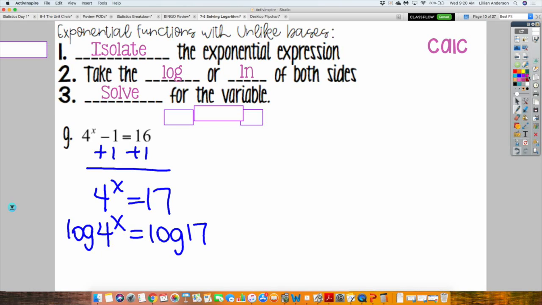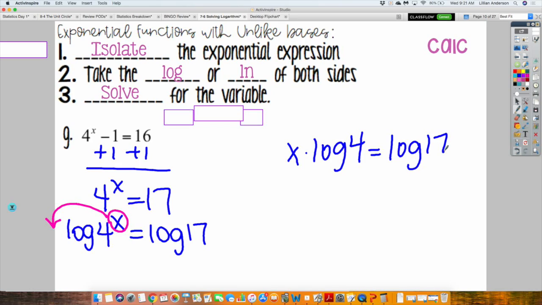But it's not hard though. The reason why we want to take the log of both sides is because we've got to take that x out of the exponent. And by having a log here, we can apply the power property that says the exponent can go where? It goes in front of the log. So then this becomes x times log of 4 equals log of 17. How do you solve for x? Divide by log of 4. So this becomes log 17 divided by log of 4.